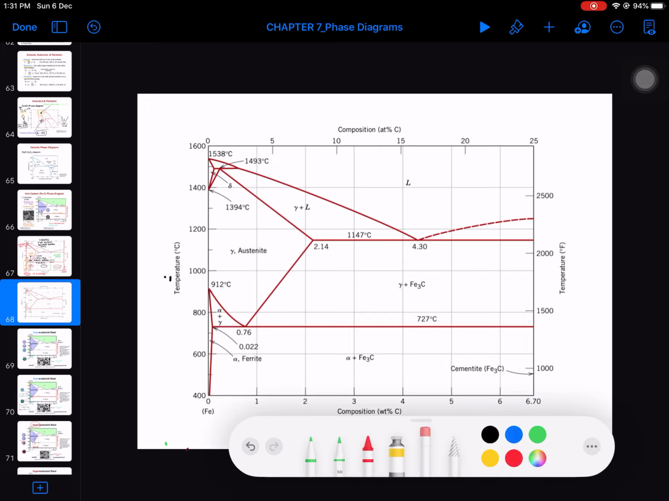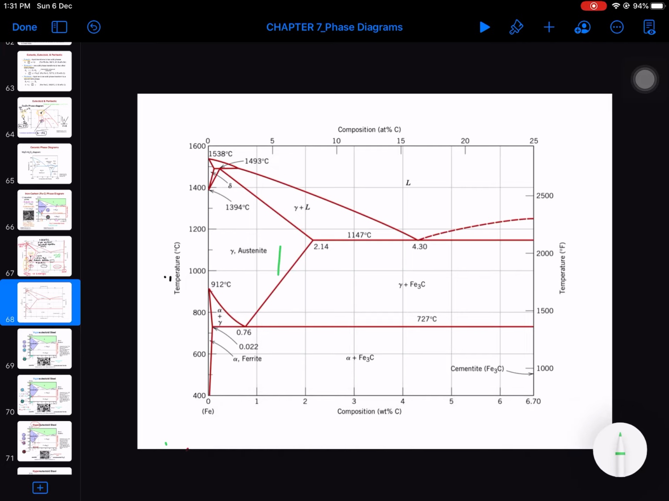Okay, so let's say we choose here, because this is the eutectoid point. So it's hyper because it occurs after the eutectoid composition. Let's say this is at 1.5 weight percentage of carbon.